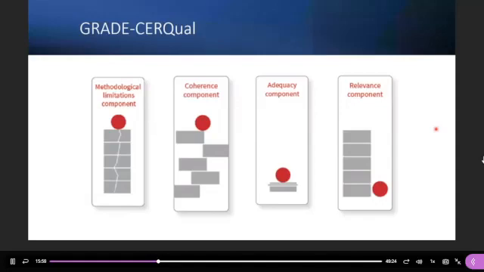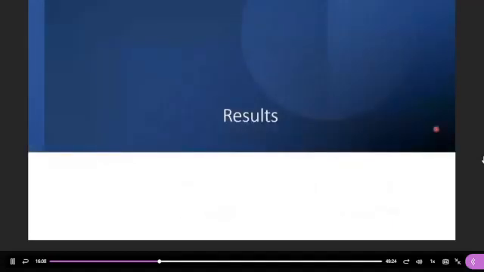Each of these is assessed and given a level of concern. That level of concern is used to create a level of confidence in the research findings. So what did we actually find?